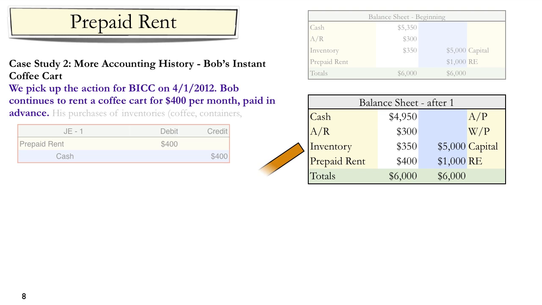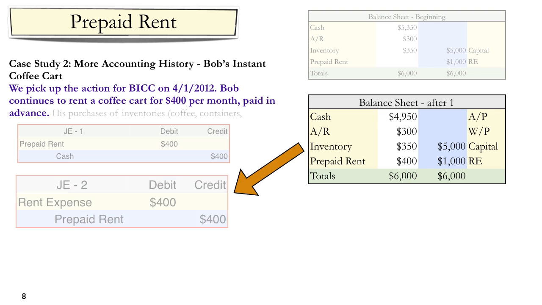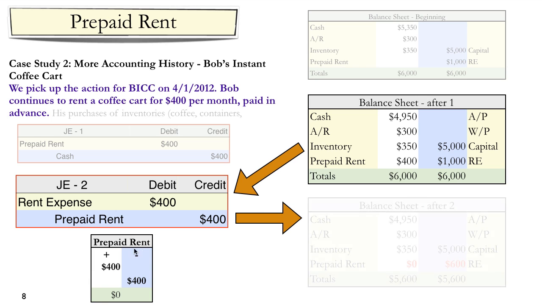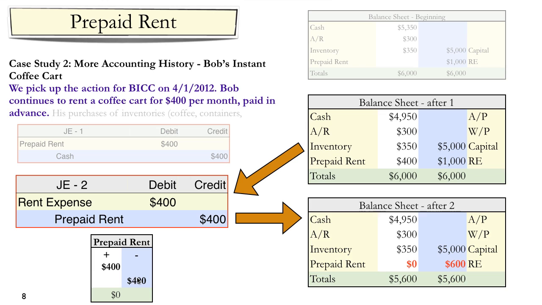Then, when the second journal entry is made at the end of the month, there's a debit to rent expense and a credit to prepaid rent. And once again, notice that in the prepaid rent T account, here's that credit, so the balance goes to zero. And then you can see that zero balance on the balance sheet. There's also a debit to rent expense, which would be on the income summary.